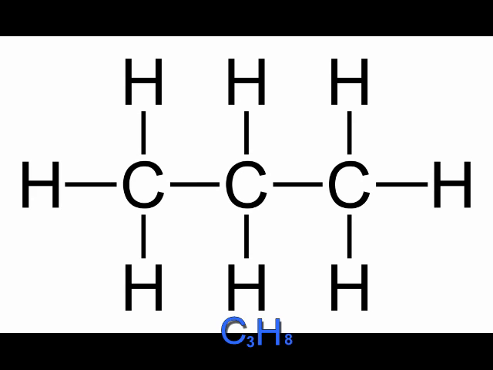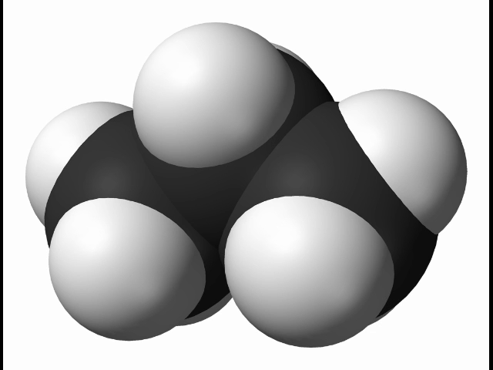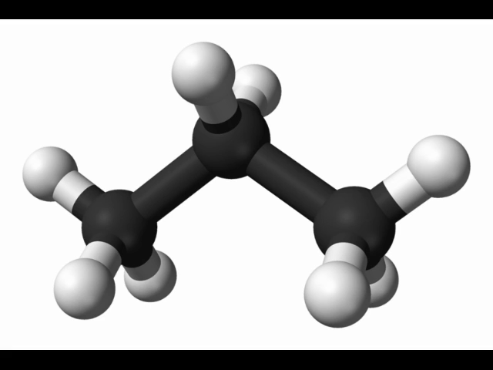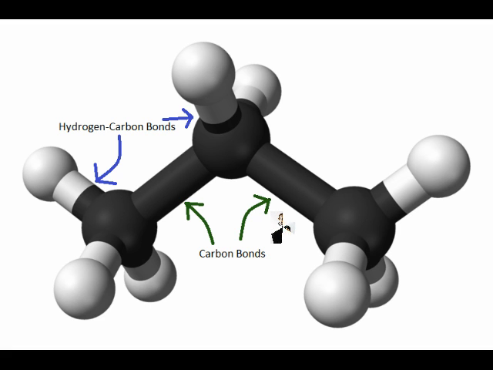Let's take a look at the structure of the propane molecule. Propane has a molecular formula C3H8, consisting of 3 carbon atoms and 8 hydrogen atoms. It is the energy contained within the bonds of this structure that make propane such a useful heat source.